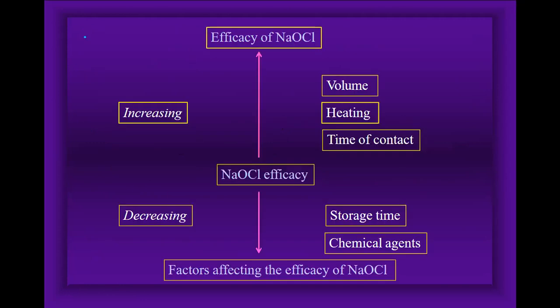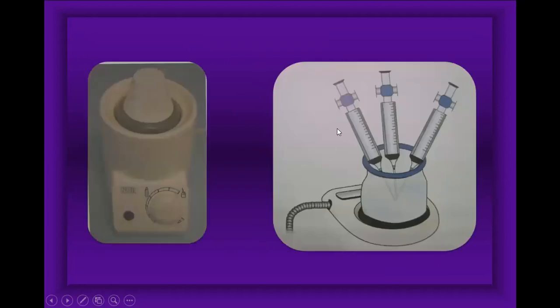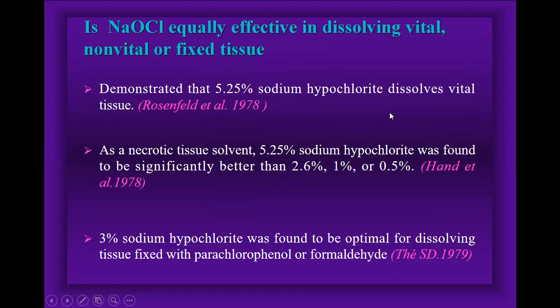So when we discuss the efficacy of sodium hypochlorite, with the increase in volume, with the increase in heating or temperature, and with the increase of time of contact, its efficacy increases. And here, it starts decreasing when the storage time is more and more chemical agents are added. So this is the picture depicting how, when we increase the temperature, its effectiveness increases.